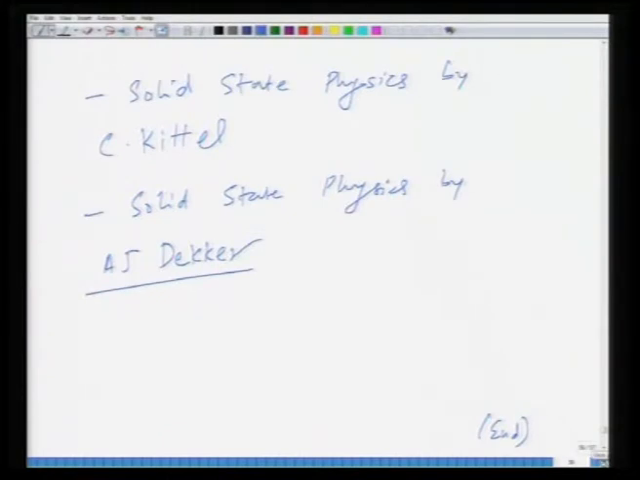I also suggested a couple of books which would be relevant for reading about magnetism: Solid State Physics by Charles Kittel and Solid State Physics by A.J. Dekker. These are two good books which you can go through for improving the understanding of magnetism, or as supplementary reading in addition to this module.